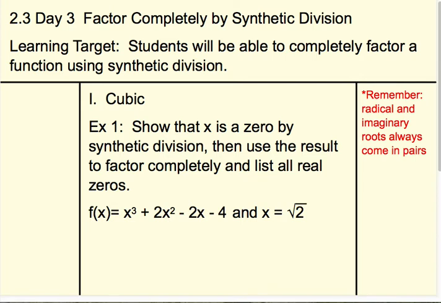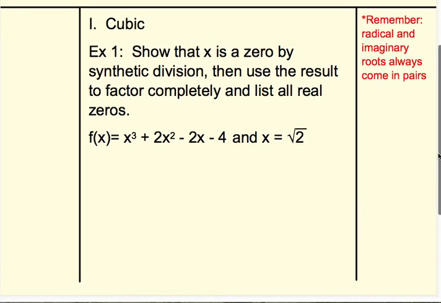Remember, when you divide with synthetic division, if it's a factor, you get a remainder of 0. Just like with regular numbers, 16 divided by 4 is 4, with no remainder, because 4 is a factor of 16. 17 divided by 4 is 4 with a remainder of 1, because 4 is not a factor of 17. So when we do our synthetic division, we should get a remainder of 0 to show that x = √2 is a 0. If you don't, go back and check your work. You probably lost a negative sign somewhere.